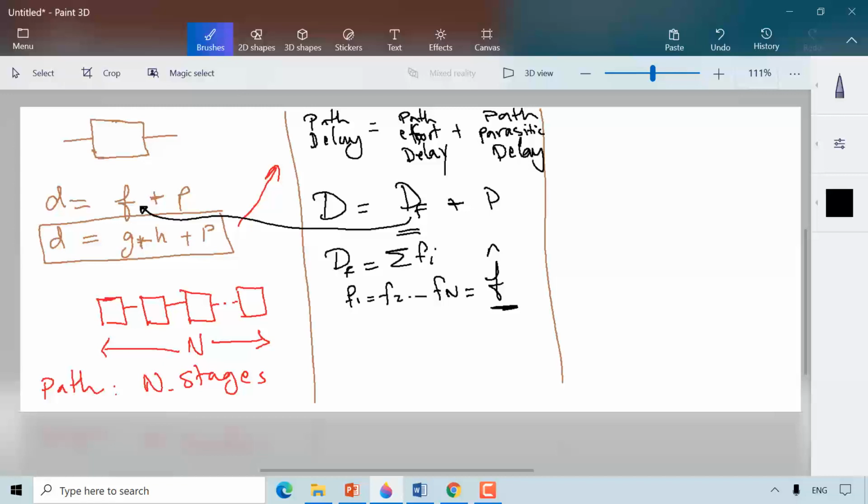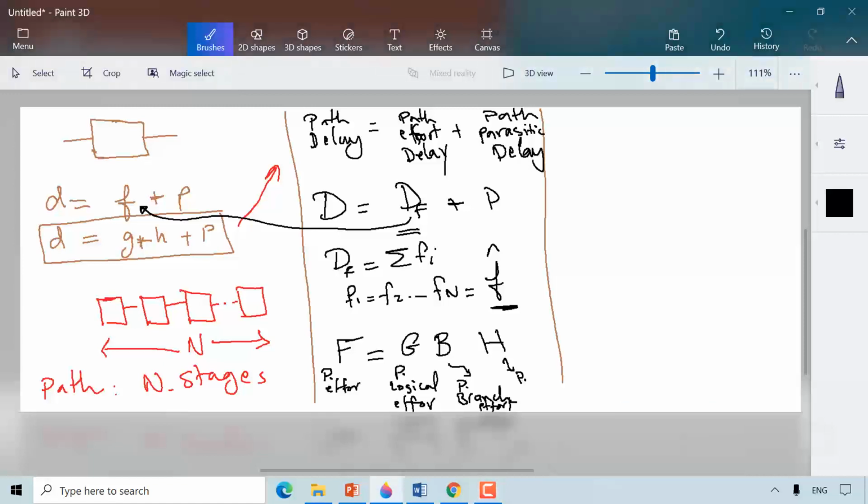We will define now the path effort as the path logical effort, times the path branching effort, times h, which is the path electrical effort.